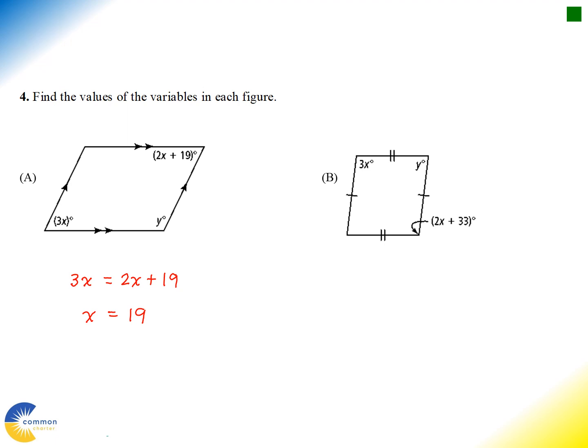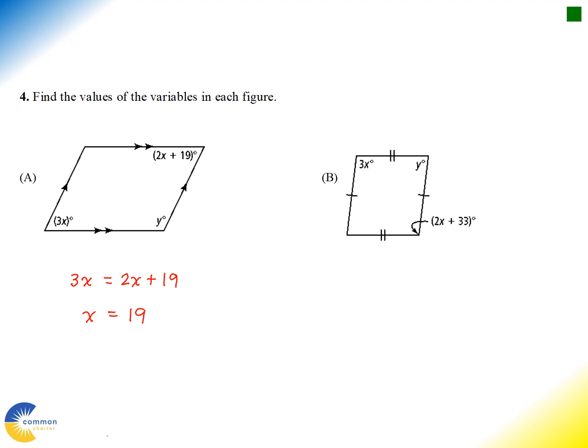So I got x. Now to find what y is, I don't have the measurement of the opposite angle written in terms of y or another number, so that's not going to be helpful. But I also know, as another characteristic of a parallelogram, that consecutive angles are going to be supplementary.